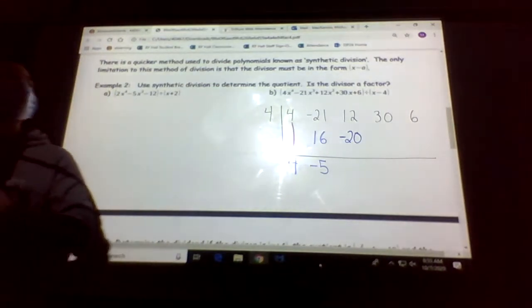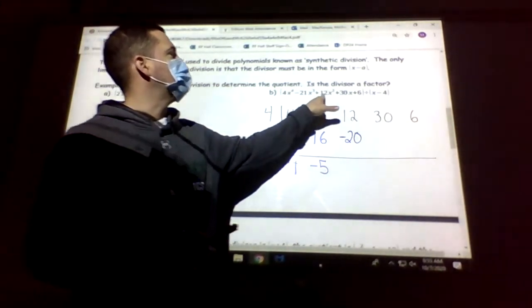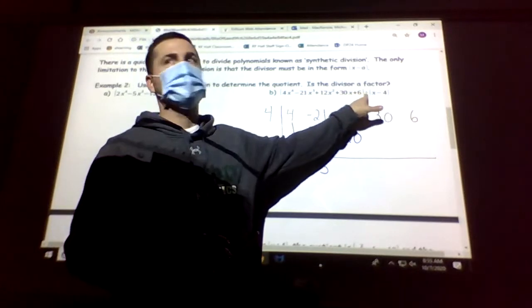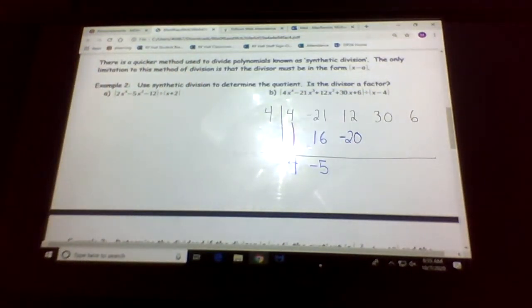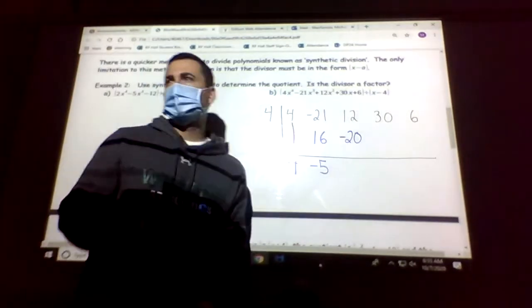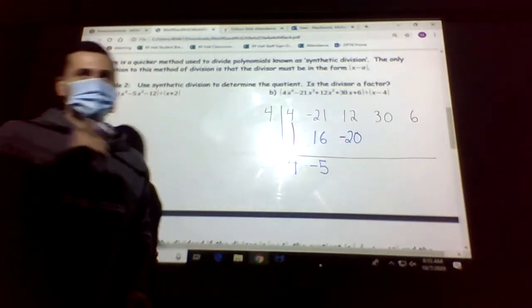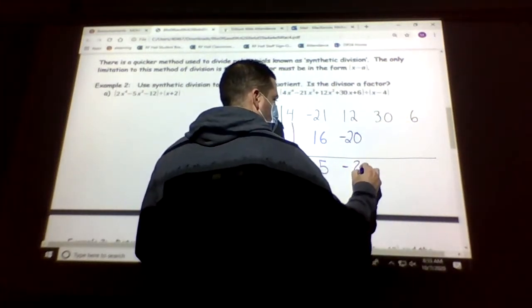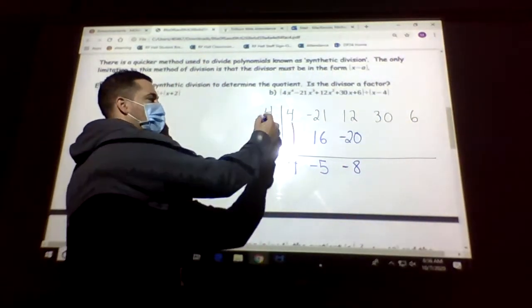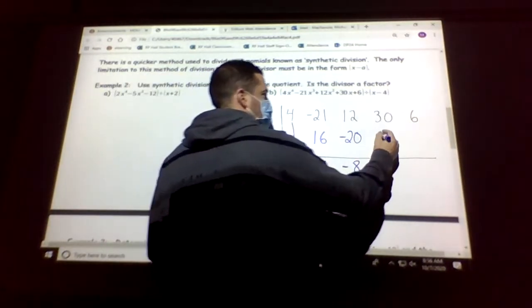By the way, you still have to make sure that this is in decreasing order of exponents. Okay, add them. So 12 minus 20, you end up with? Negative 8, good. Okay, and then we repeat. 4 times negative 8 is negative 32.